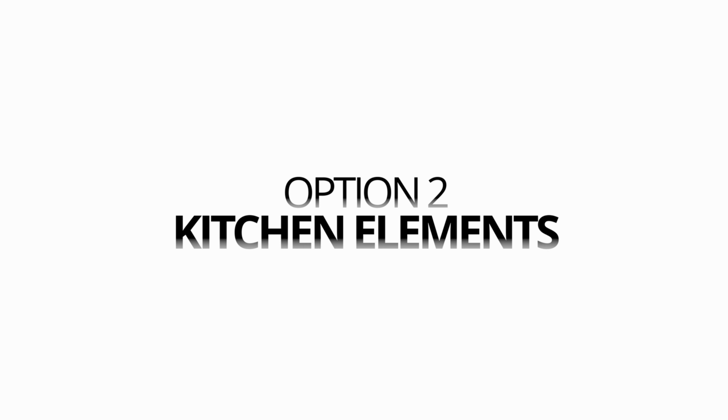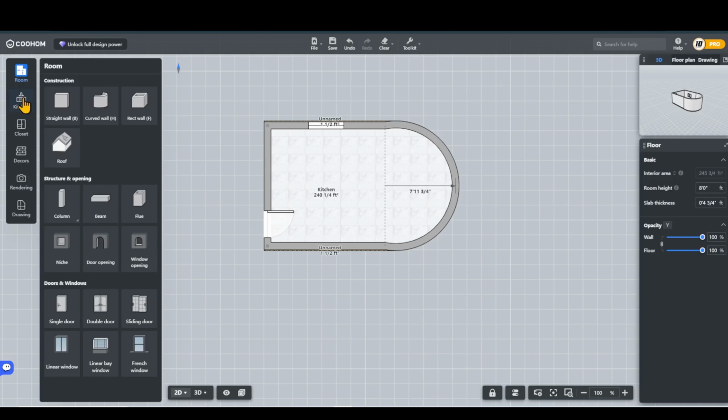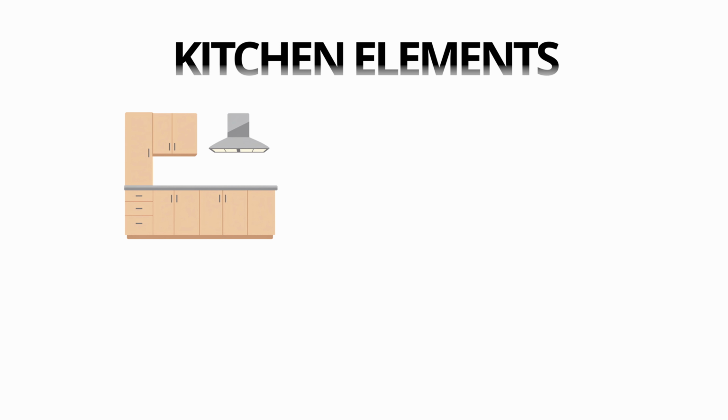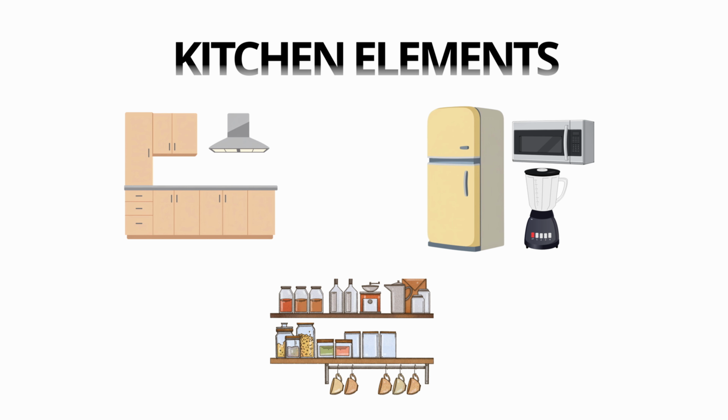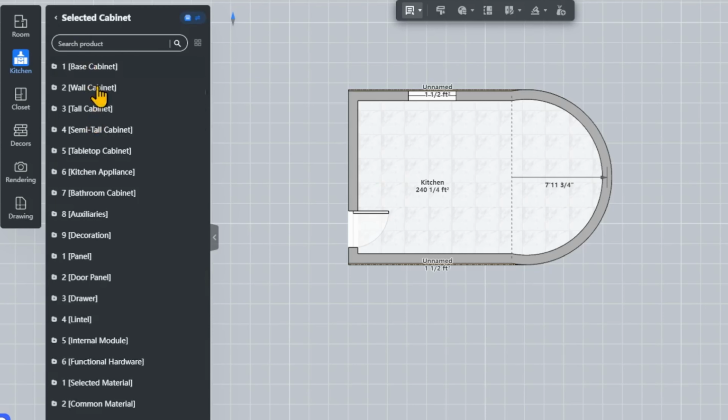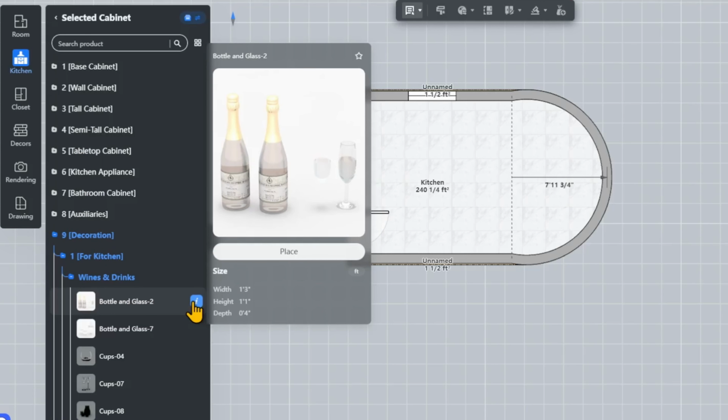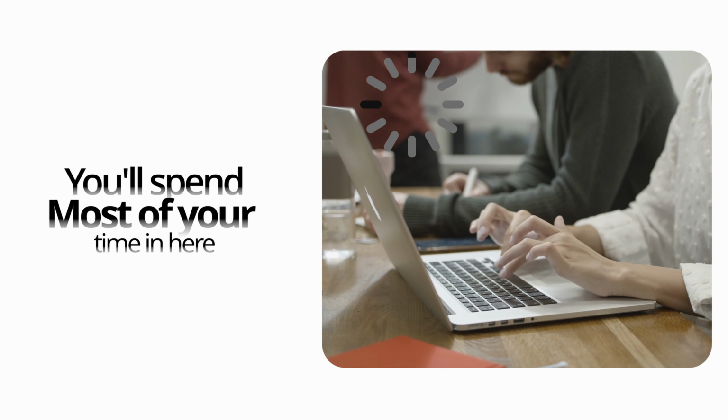Option 2, kitchen elements. This is your main working area. Cabinets, appliances, decorative items, components, everything you need to actually build the kitchen lives here. Think of this as your toolkit. You'll spend most of your time in here.